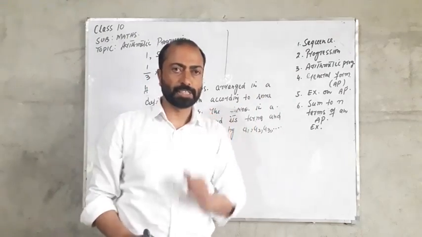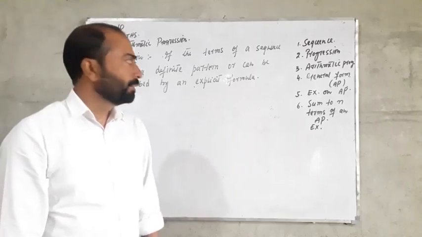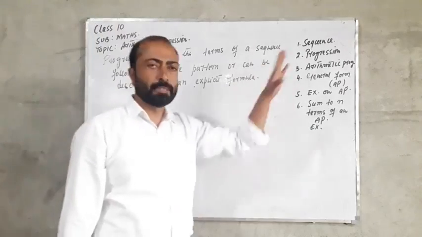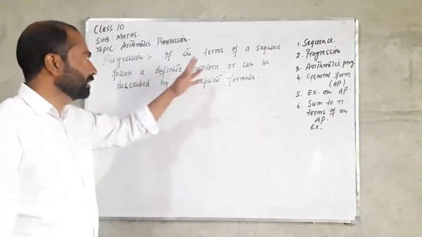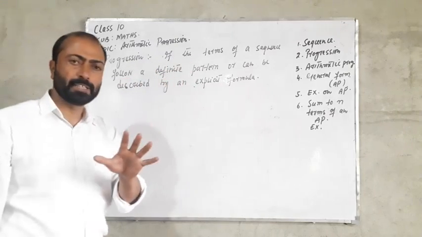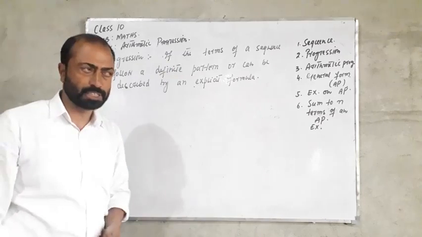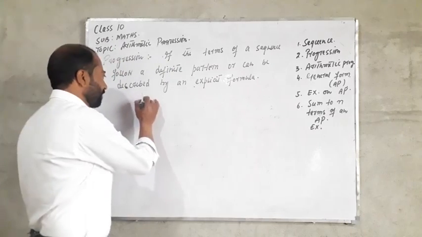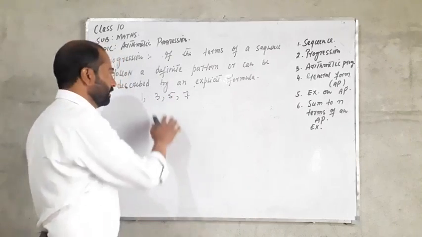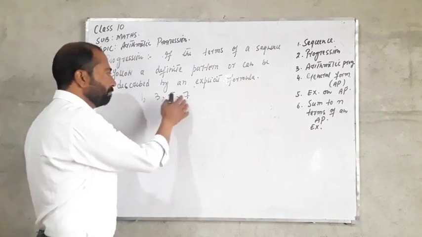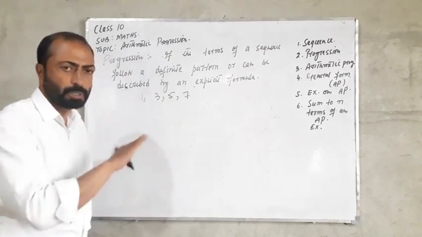What is a progression? Simply we can define a progression like this: if the terms of a sequence follow a definite pattern or can be described by an explicit formula, it is a progression. For example, 1, 3, 5, 7. You can get any term of this sequence by adding 2 to the preceding term.